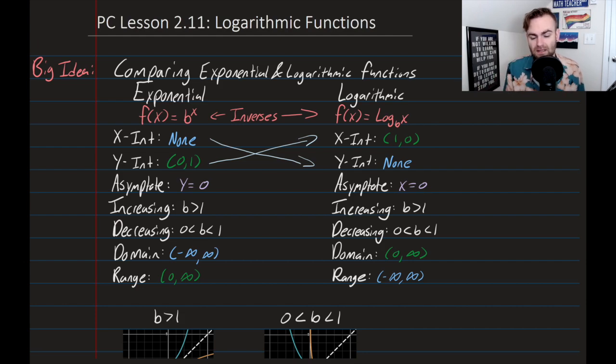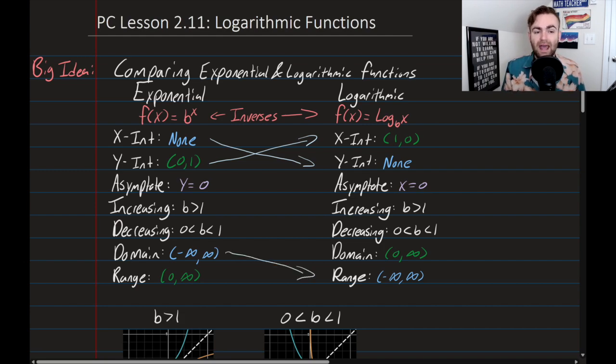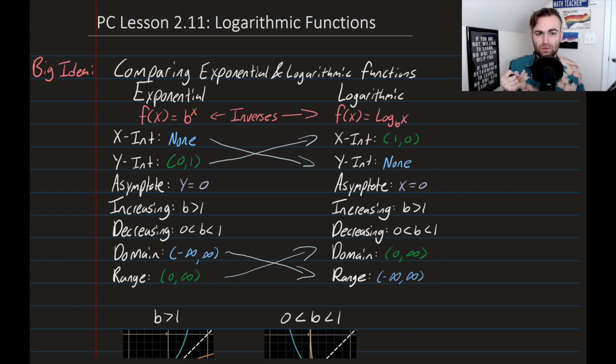Speaking of domain, the domain of the exponential, being all real numbers, now becomes the range of the logarithmic function. And the restricted range of the exponential, which is 0 to infinity non-inclusive, now becomes the domain. So this is our second actual function we get to play around with that has some sort of restricted domain that isn't negative infinity to positive infinity. Because we've already talked about rationals.